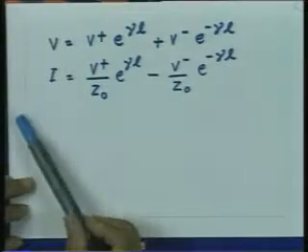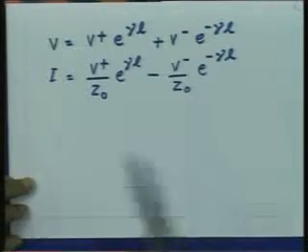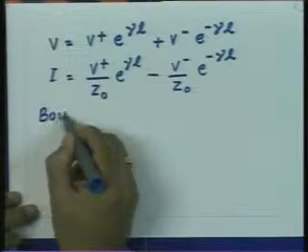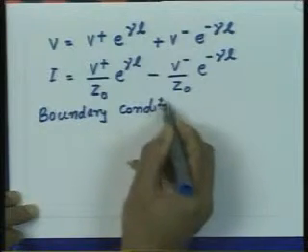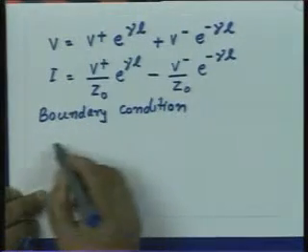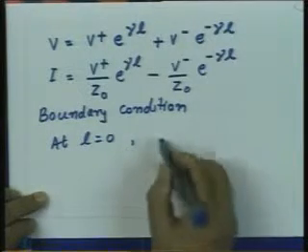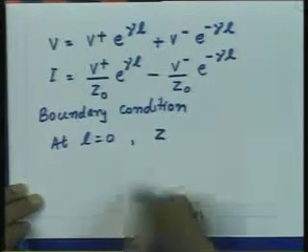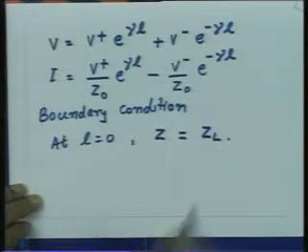Once I get this, I have a boundary condition which I can apply at L equal to 0, because the line is terminated into a known load impedance. So, I have a boundary condition: at L equal to 0, that is the load point, I have terminated the line in some given impedance, so the impedance Z is equal to ZL.